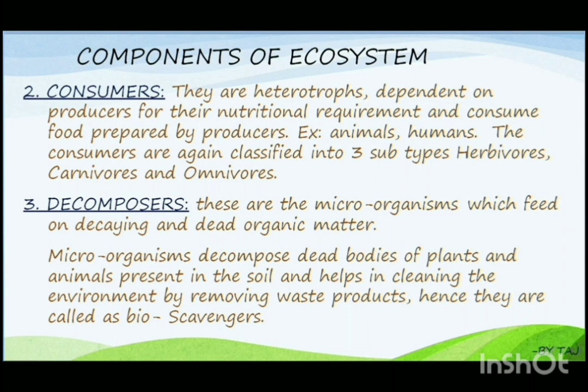The consumers are again classified into three types: primary consumers, secondary consumers and tertiary consumers. Primary consumers depend primarily on the producers. Secondary consumers depend on primary consumers, and tertiary consumers depend on the secondary consumers. Another three types of consumers are herbivores, carnivores and omnivores. Herbivores depend on the producers, that is plant products, for food, and carnivores depend on the animals for food, and omnivores depend on the producers, that is plants, as well as the animals for food.